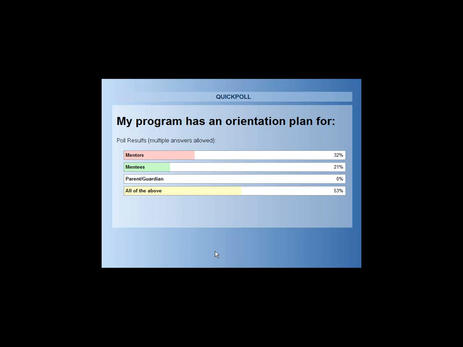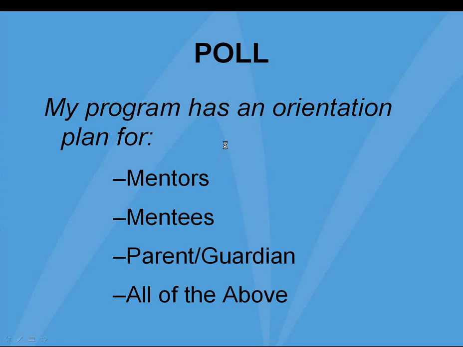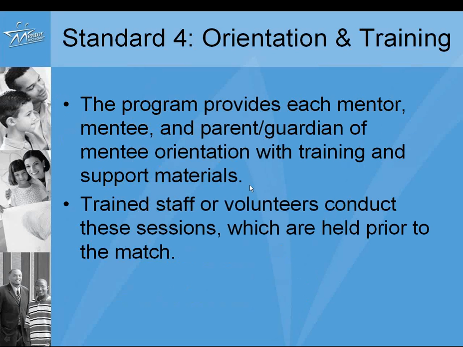Great. So it looks like 32% of you have an orientation plan for your mentors, 21% have a plan for your mentees, and then 53% of you have a plan for all of the above. So we hope that by the end of today's webinar, you'll understand the importance of having an orientation plan for all of these parties. And if you're not already including a plan for one of these groups, hopefully by the end of the webinar, you'll have some ideas about how and why you should consider this orientation component for those individuals in your program.